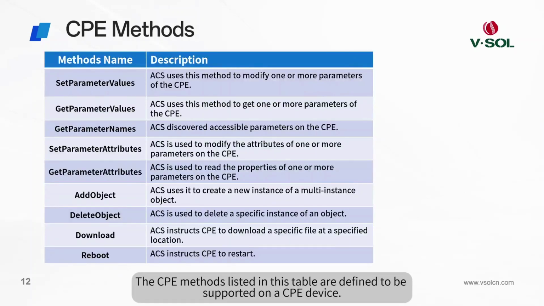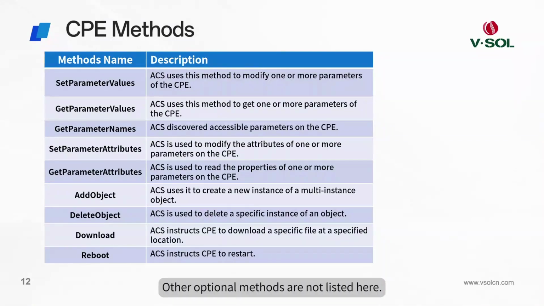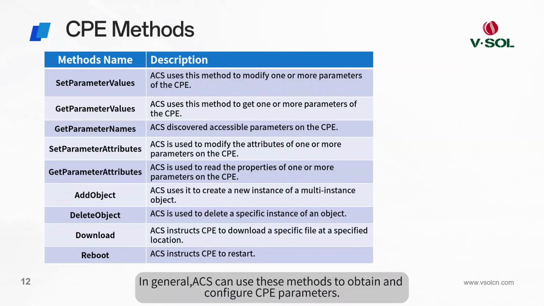The CPE methods listed in this table are defined to be supported on a CPE device. Other optional methods are not listed here. In general, ACS can use these methods to obtain and configure CPE parameters.